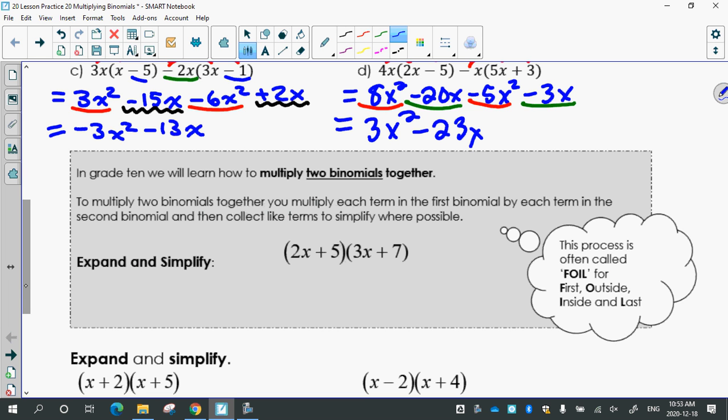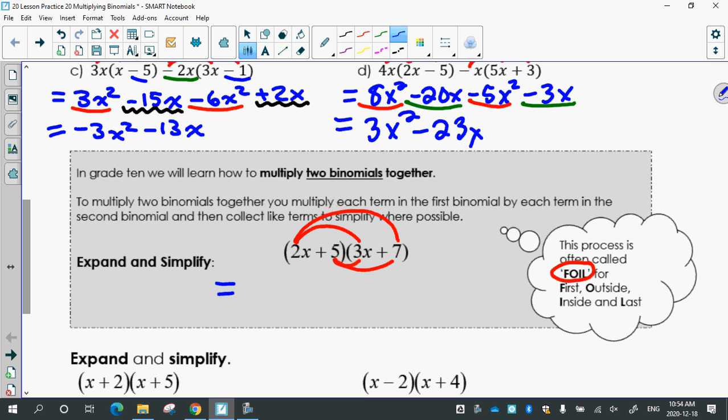Okay? So the process is often called FOIL, and it stands for firsts. So here's the firsts being multiplied together. O stands for outers. Outers multiplying together. I stands for inside. So the inside ones get multiplied together. And L stands for the last. So the last get multiplied together. So each term in the first bracket is multiplied by each term in the second bracket. So there's 4 multiplications that have to happen there. Okay? And if you use FOIL, then you keep track of them properly.